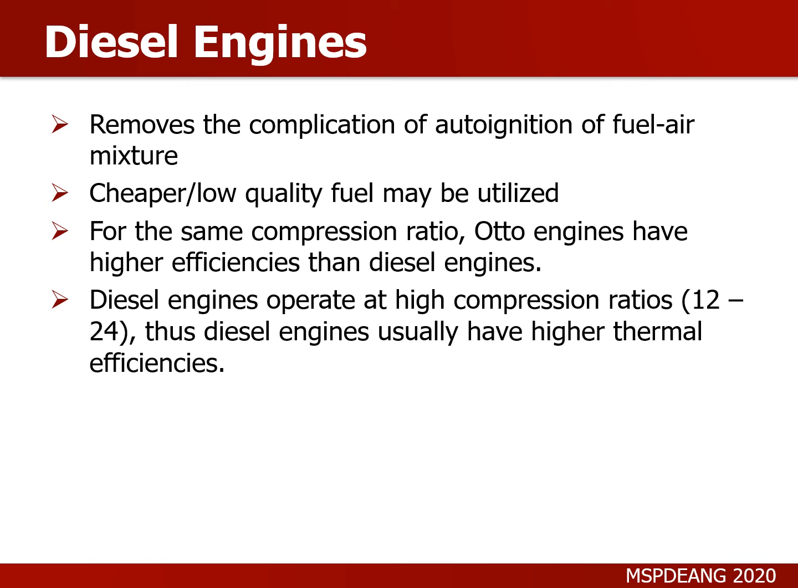So typically, for the same compression ratios, your auto engines again will have higher efficiencies than diesel engines, due to the cutoff ratio. However, as you also remove the complication of auto ignition, your diesel engines will now operate at much higher compression ratios, ranging from 12 to as high as 24. Therefore, typically diesel engines have higher thermal efficiencies since you're operating again at higher compression ratios.